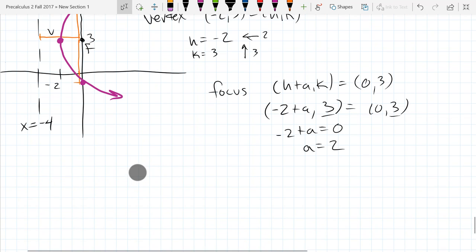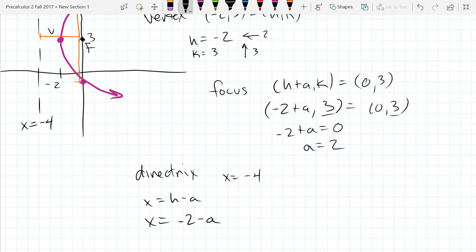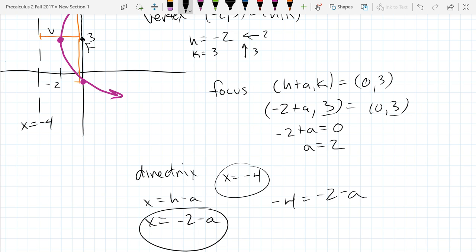I could do the same exact thing for the directrix. So from the graph, we already saw x was negative 4. That was the directrix. From the chart, directrix is x equals h minus a. And we said h is negative 2, so negative 2 minus a. So these are supposed to be the same thing. So that means negative 4 is negative 2 minus a. Add 2, we get negative 2 equals negative a. So a equals 2. So you can find a off the vertex or the focus or the directrix.